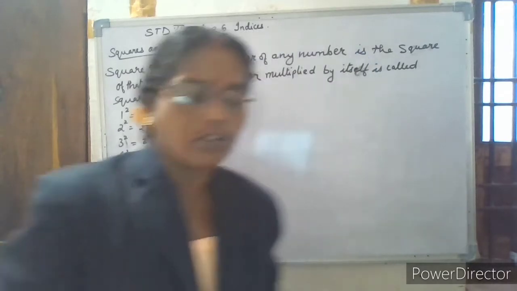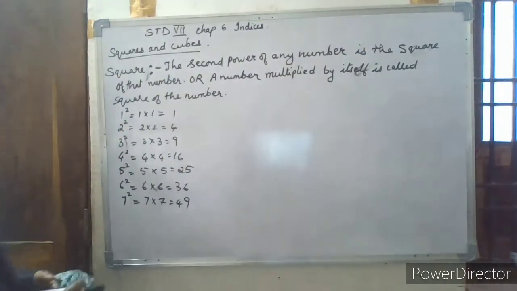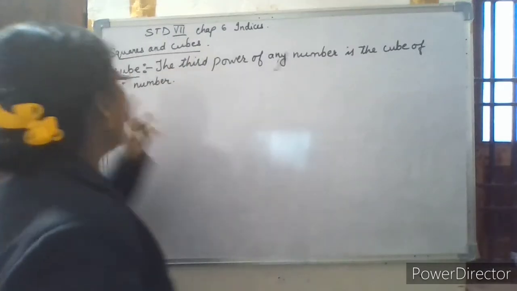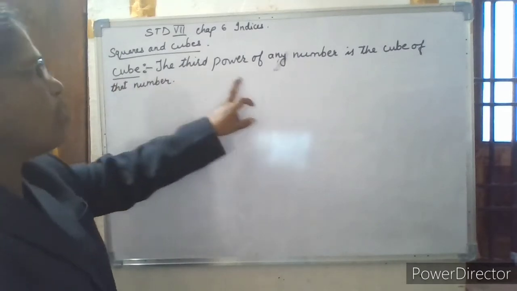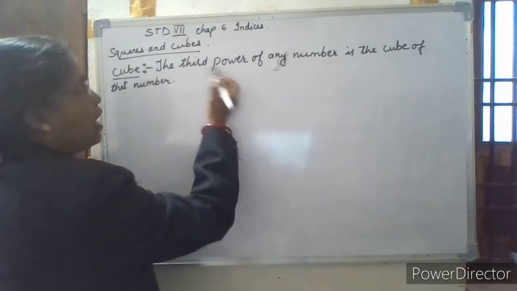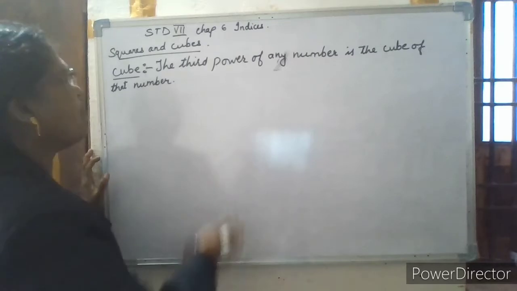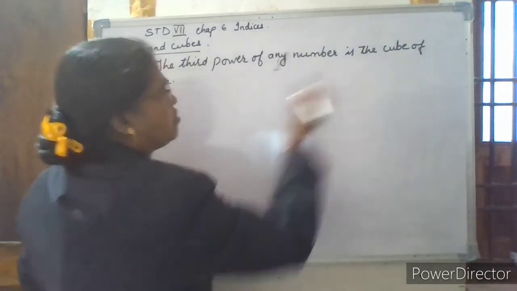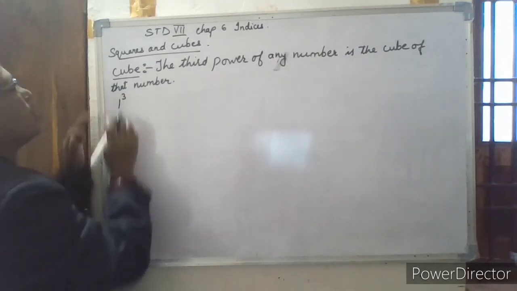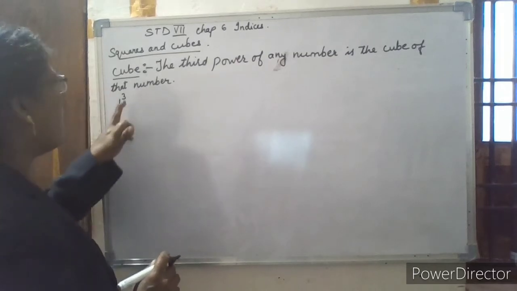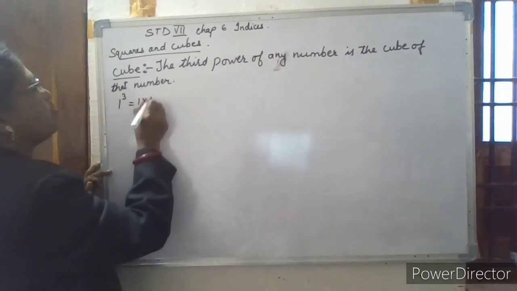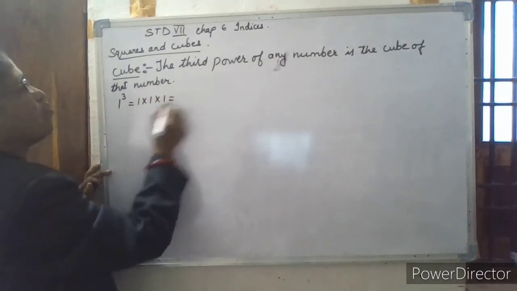Now, we are going to learn cubes. The third power of any number is the cube of that number. So, cube means the third power. As we learned with the square, in the same way, the third power of any number is the cube of that number. For example, see, 1 cubed is 1 raised to 3. It is called the third power of any number. So, this is equal to 1 into 1 into 1, multiplied 3 times. So, the value is 1 only.